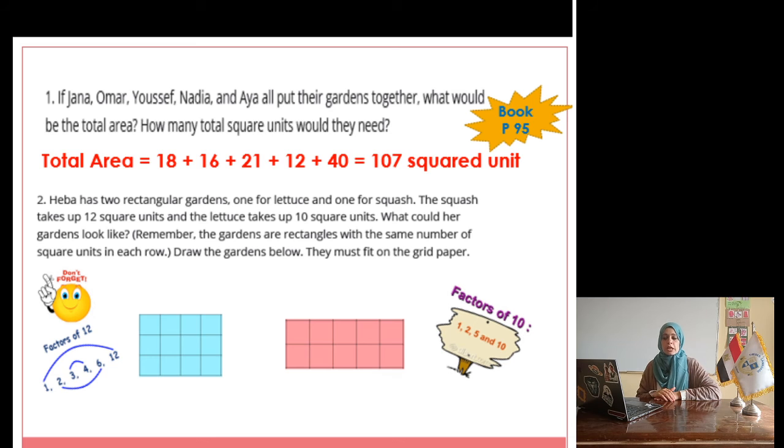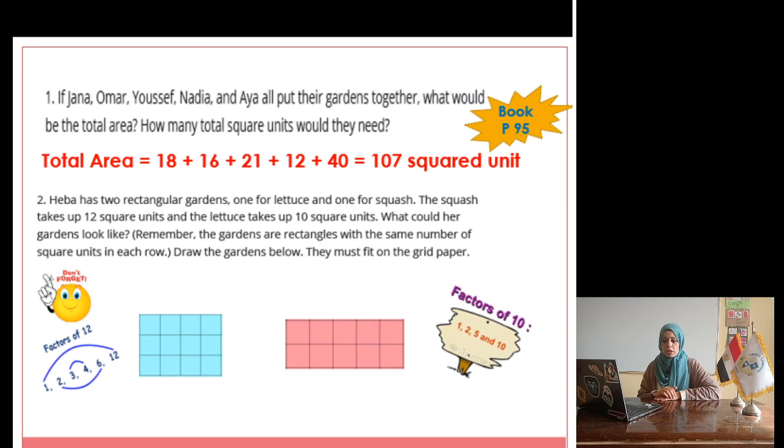For number 2, Heba has 2 rectangular gardens, one for lettuce and the other for squash. The squash takes up 12 square units and the lettuce takes up 10 square units. Please underline 12 square units and 10 square units. What could her garden look like? Remember, the gardens are all rectangles with the same number of square units in each row.